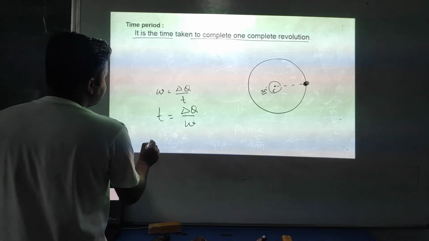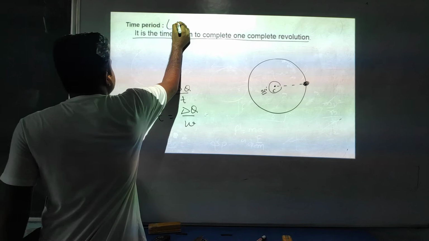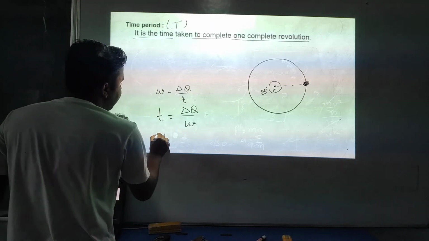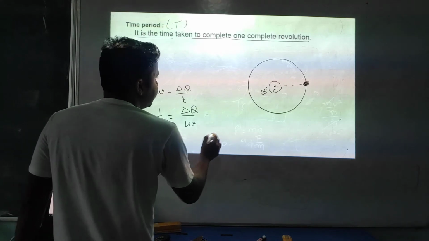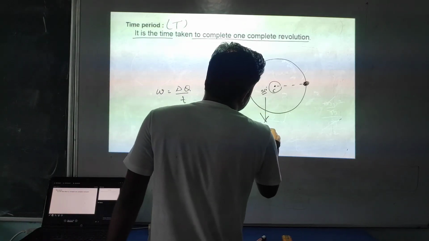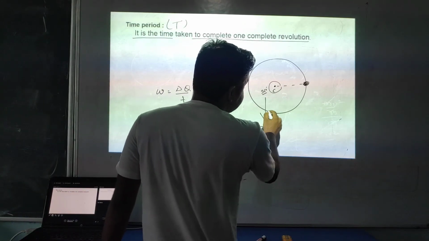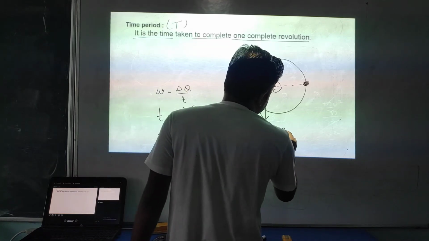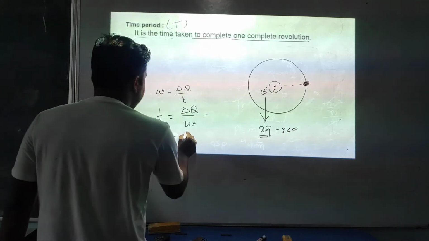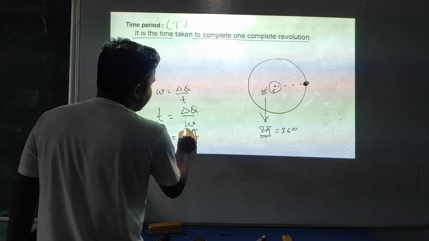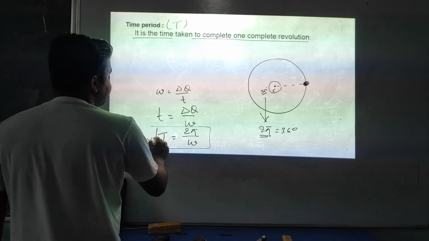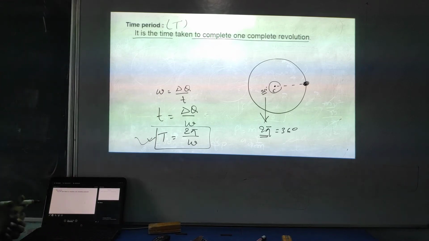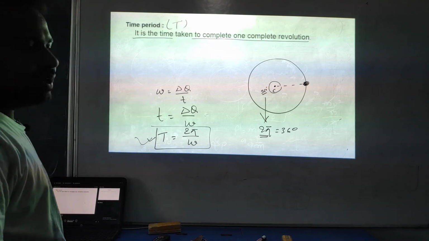And we are defining time period, which we denote by capital T. So capital T equals what? How much angle is it rotating? 360 degrees, and in radian form we write 2 pi. So what will you write here? 2 pi divided by omega. This is the time period formula, student. 2 pi by omega is the time period formula.